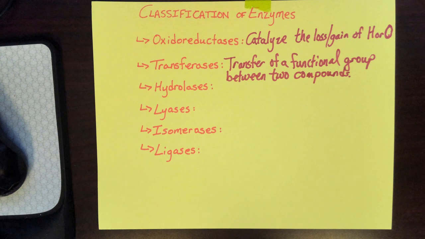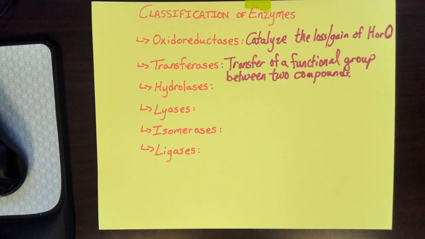We may see stuff called transaminases. Aminases catalyze the transfer of an amino group from one substrate to another, or the kinases catalyze the transfer of phosphate groups. Remember that's PO4 with the -3 charge, the phosphate groups from one substrate to another. All right. Now let's move on to the hydrolases.